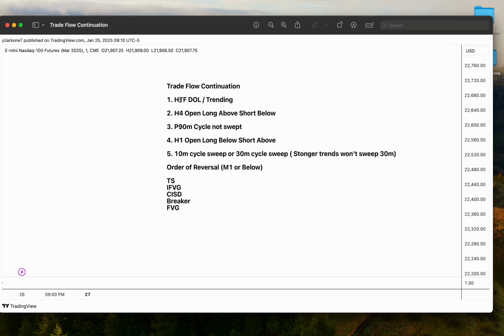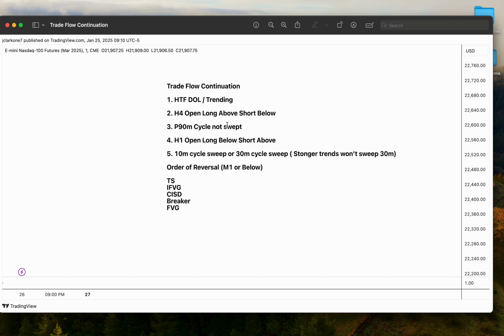There's like a trade flow, so this is basically for a continuation or a trend. So you want to have a higher time frame draw on liquidity. You want to establish that you're trending, and then for the H4 open, we'll use it the same way, except you're gonna long above the H4 open and you're gonna short below it. So I'll show you examples.